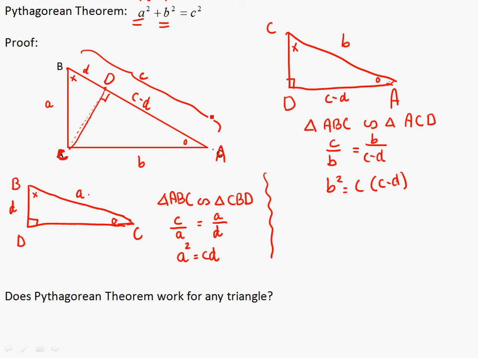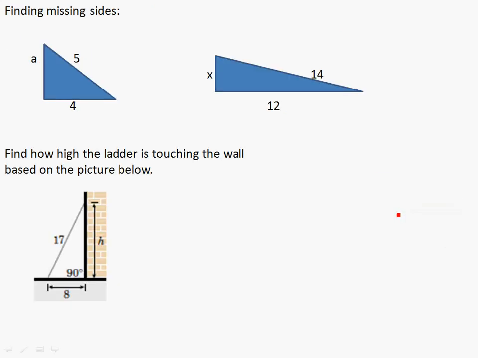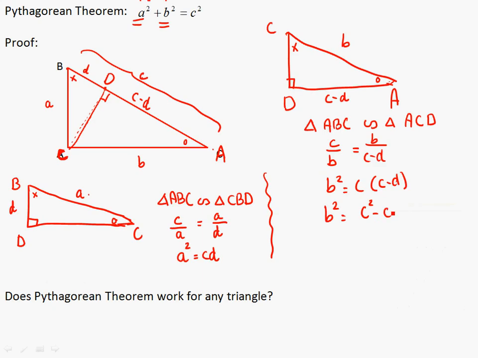Now I need to clean up that right side a little bit. I need to clean up C squared, or this mess. So what can I do there? So I can do this. B squared is C times C is C squared minus CD. You see how I distributed that?